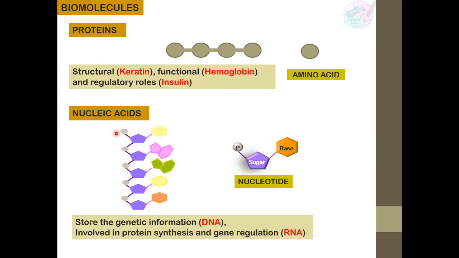Next one are nucleic acids. Nucleic acids are made up of polynucleotide chains. What are polynucleotides? When many nucleotides join together, they form polynucleotides, and these nucleotides are made up of phosphate, sugar and a nitrogenous base. There are two nucleic acids: DNA, deoxyribonucleic acid, which stores the genetic information, and RNA, ribonucleic acid, which is involved in protein synthesis and gene regulation.